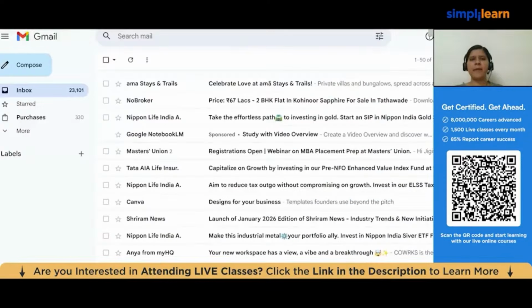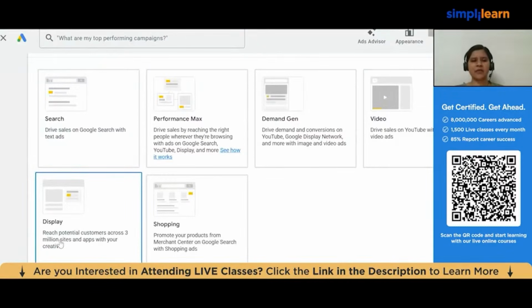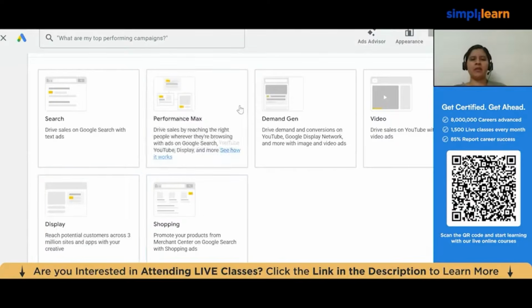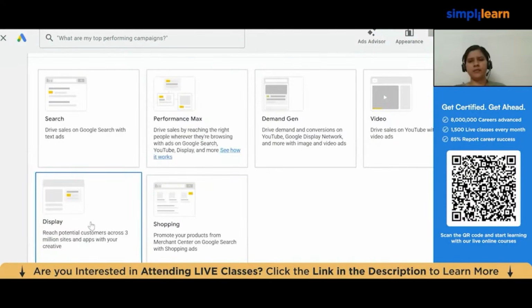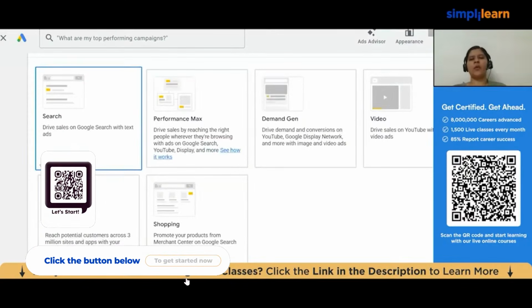No, as I mentioned, PMax is when you want to show ads on all the sections. So display ad is what? Display ad is, can you see, reach potential customers across 3 million sites and apps with your creative. So these 3 million sites and apps are the ones who have registered themselves on Google AdSense, and who have allowed Google to show ads on their sites and apps. So if those apps are registered on Google AdSense, yes, you can show your ads over there. And if you're choosing PMax, yes, your ad will definitely show over there. But as I mentioned, PMax is only applicable when you want to show ads on all the Google properties, not just one or two.